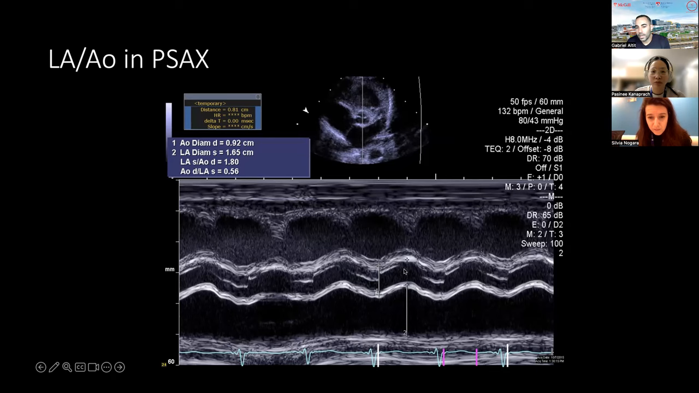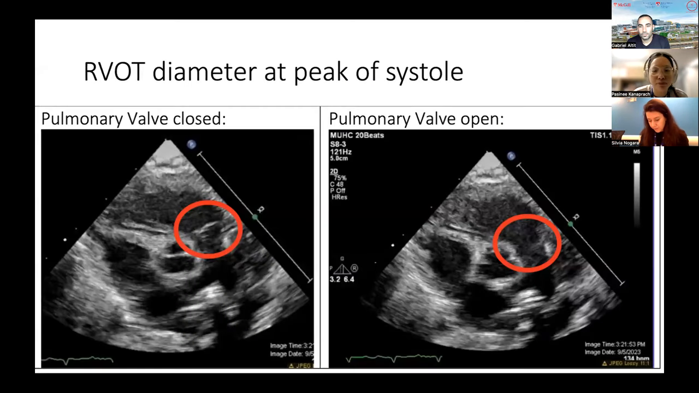We typically will measure it that way, and I can tell you there are studies that have been done, and it doesn't make a difference, the two techniques. And you can see that the LA is being measured from the wall of the left atrium to the wall of the left atrium. And you can see the left atrium here. And then the ratio is this diameter divided by this diameter. So the LA diameter, which is 1.65 here, to the aortic diameter, which is 0.92. And it gives you an LA to aorta ratio of, I think, 1.8. Make sense? Yep. Okay.